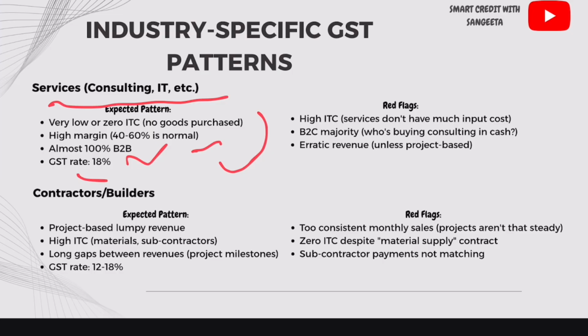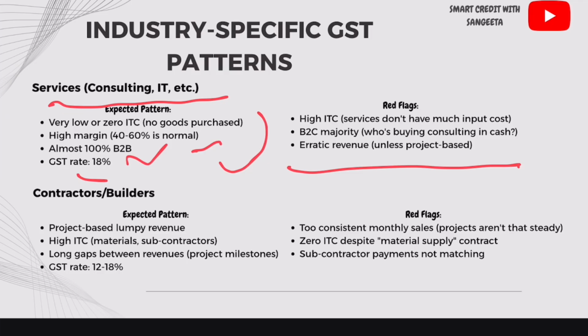Now, what are the red flags? High ITC. If they are showing ITC and that is too high, then that's a red flag. If they are showing that their B2C clients are in the majority, then that is also a major red flag, because no one buys consulting in cash, right? And if there is erratic revenue, unless it is project based, then this is also a red flag.